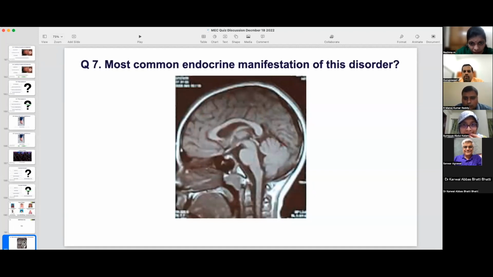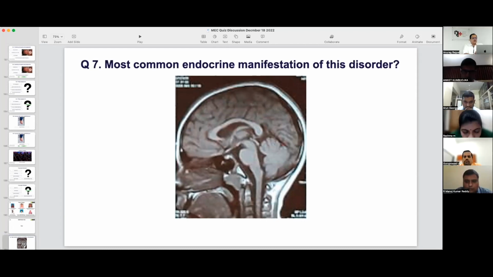Is there a germinoma with diabetes insipidus? No. The next one will go to Dr. Arun. Dr. Arun? Is it a Rathke cyst with growth hormone deficiency? No. The next one will be Dr. Aniket. Is it a midline defect? Septo-optic dysplasia like? No. Then we have got Dr.